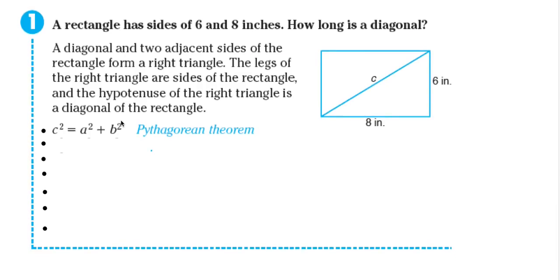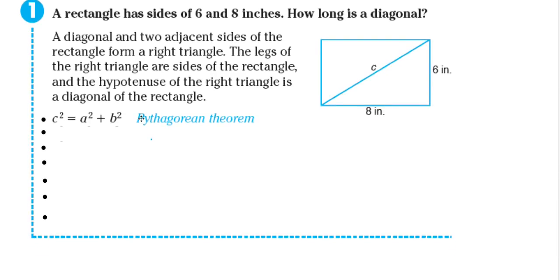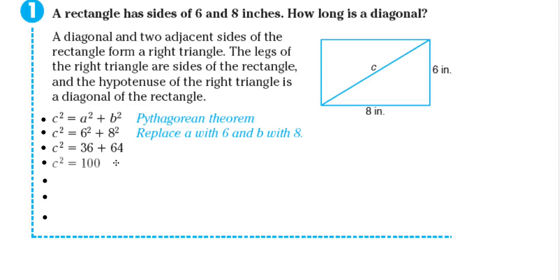Now let's look at the Pythagorean theorem. C squared equals a squared plus b squared, and we substitute the values for a and b. Now I have c squared equals 6 squared plus 8 squared. And from there we simplify further. This becomes c squared equals 36 plus 64. Add 36 plus 64, it'll give you 100. C squared equals 100. And again, to solve for c, you get the radical of both sides, the radical of c squared and the radical of 100.